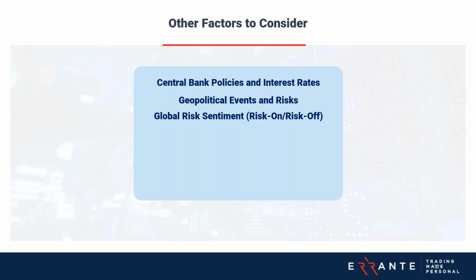The next one is considering global risk sentiment. We have two types of environments, risk on and risk off. In risk on environments, where investors are willing to take more risks, commodity currencies like CAD, AUD, and NZD tend to appreciate as demand for commodities rises. On the other side, we have risk off environments where investors seek safety. Even if oil prices are stable or rising, safe haven currencies like USD, JPY, and CHF may strengthen due to global capital flight toward safe assets.